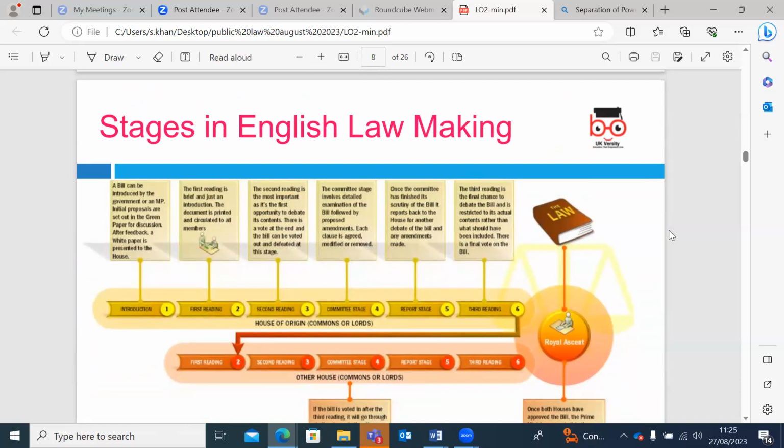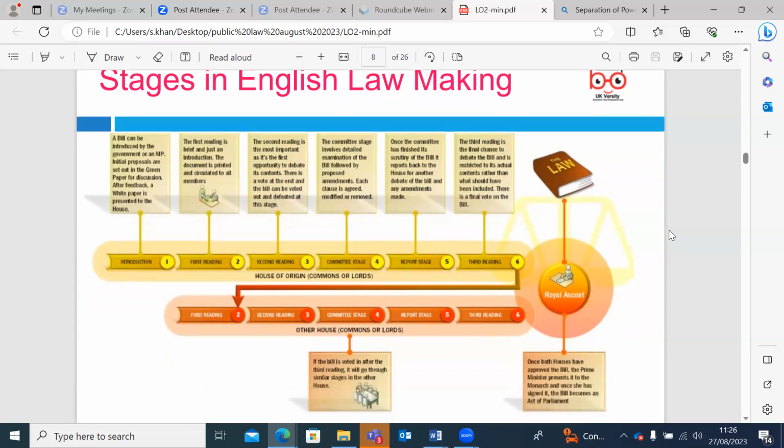So now we're going to look at the different stages in English lawmaking and what the stages are for laws to be passed. So the stages involved in lawmaking in the English legal system include a bill, which can be introduced by the government or an MP. Initial proposals are set out in the Green Paper for discussion, which, after feedback, a White Paper is presented to the House. So this is the introduction.